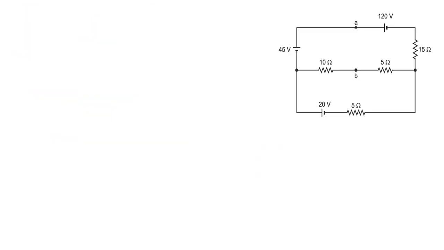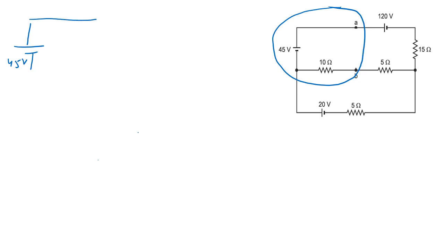Now from the last slide, what exactly do I need? I need this much circuit. So I am redrawing this circuit here. So this is the 45 volt supply, and this is point A, and here this is 10 ohm, and this is point B. So here we have to find the voltage.